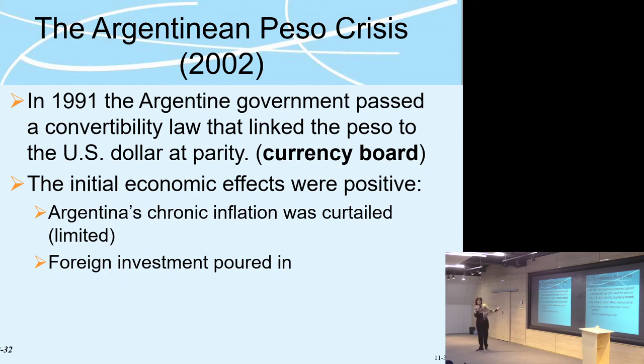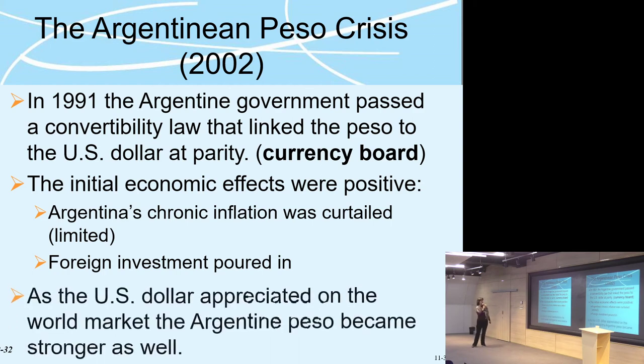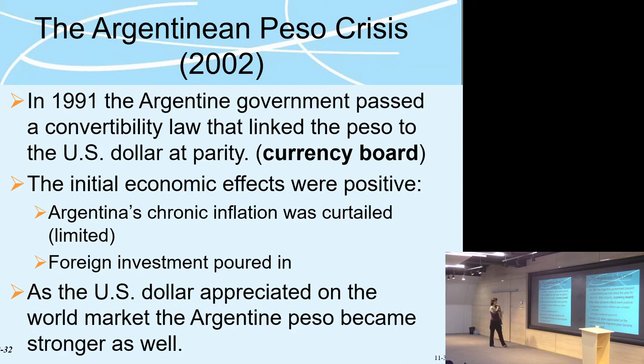And as I said, all of this was happening. Now, everything was working as long as the dollar wasn't strong. Why? Because if I am pegging my currency to a currency that is not increasing in its value, then the products that I want to sell on international markets are going to be very competitive. However, two things happened to Argentina.